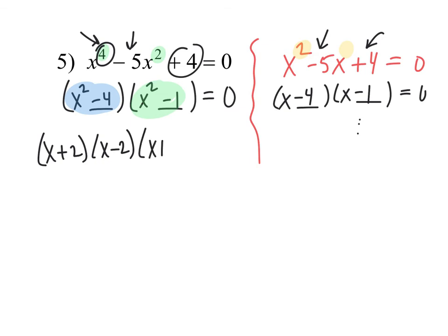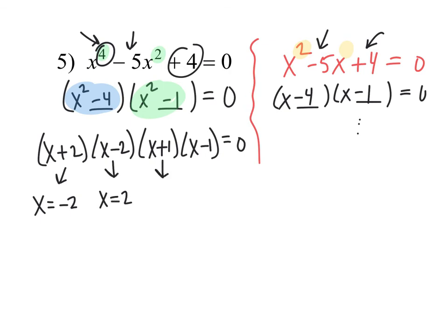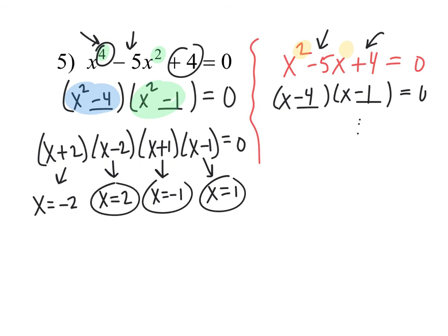X squared minus 1 is x plus 1, x minus 1. Okay, and if you can factor them all the way down to linear factors like that, it's going to make this last step even a little quicker. Now setting each factor equal to 0, we get a solution of x equals negative 2. Setting this one equal to 0, x would equal positive 2. Setting that one equal to 0, we get x equals negative 1. And x equals positive 1. So we got 4 real answers here, which is what we should expect again of a 4th degree polynomial.